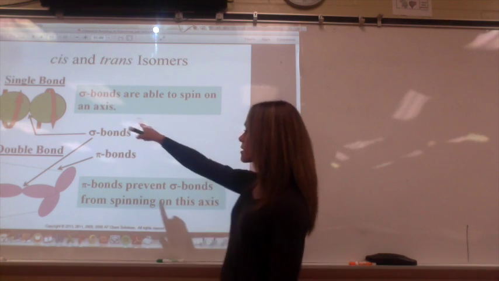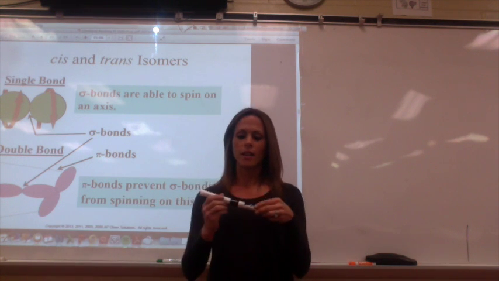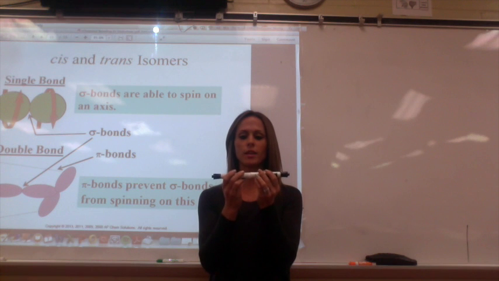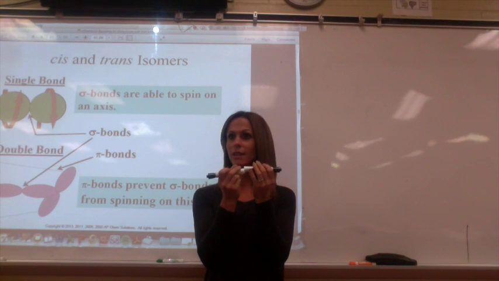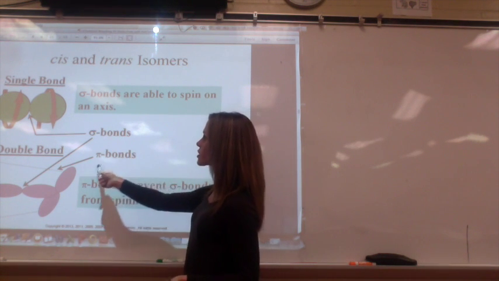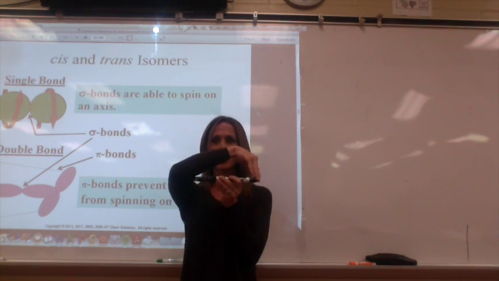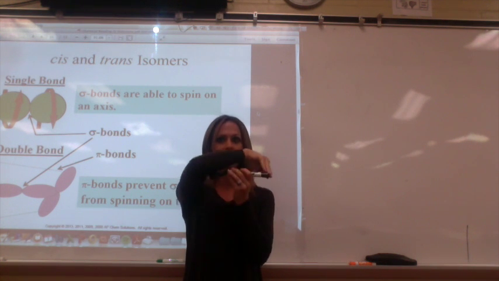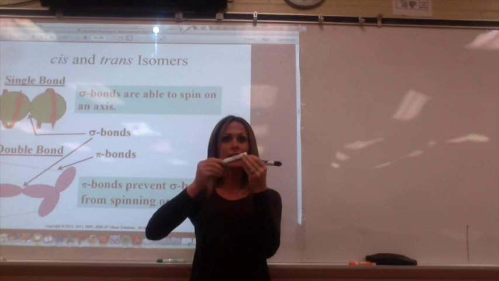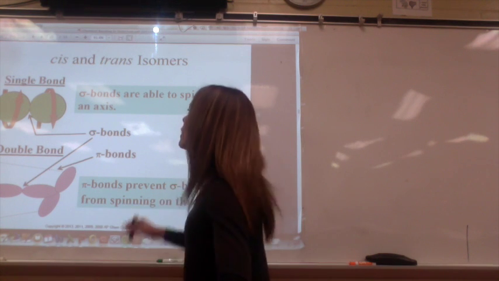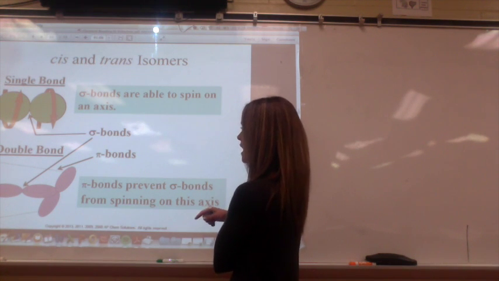When we have sigma bonds, they're able to spin on an axis. The reason is because they're head-to-head. So if I take my 2 markers and put them next to each other like this, they can spin. And whatever's on the ends of these can also spin, right? But as soon as I introduce a pi bond, now I have this holding on to it here, and it gets stuck. It can't spin anymore. The whole molecule can spin around, but it can no longer spin on its axis. Does that make sense? So sigma bonds can spin, and trans double bonds cannot because they have the pi bond there.